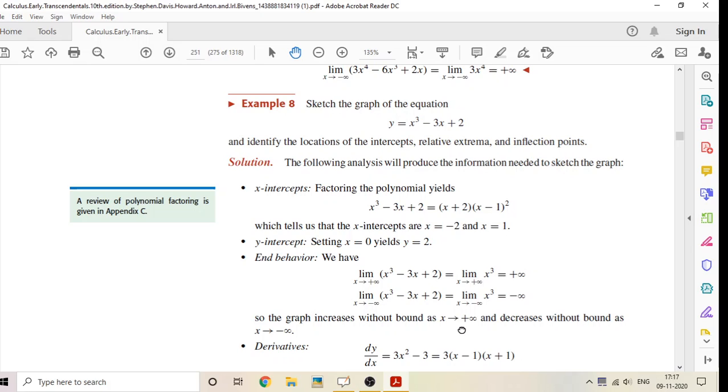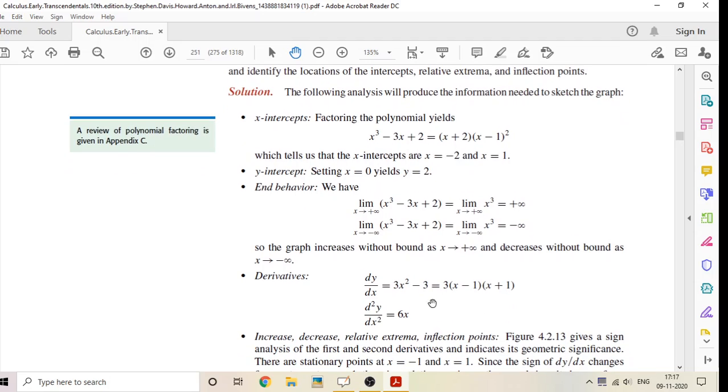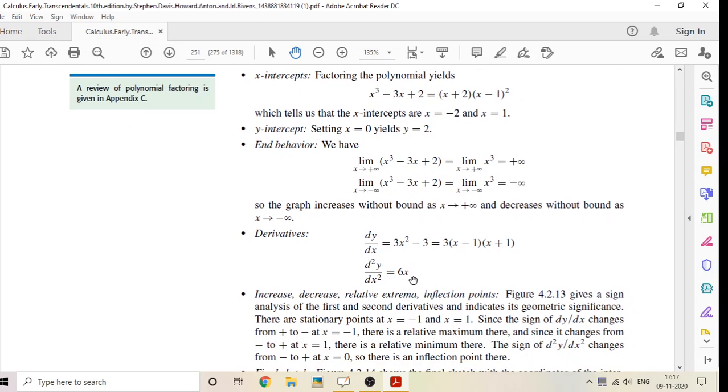So for that we will find the first derivative. First derivative എടുക്കുമ്പോൾ you will get 3x square minus 3. So the roots are going to be 1 and minus 1. So dy by dx will be 3 into x minus 1 into x plus 1, and the second derivative is 6x. So when you look at the function, the critical points will be 1 and minus 1.